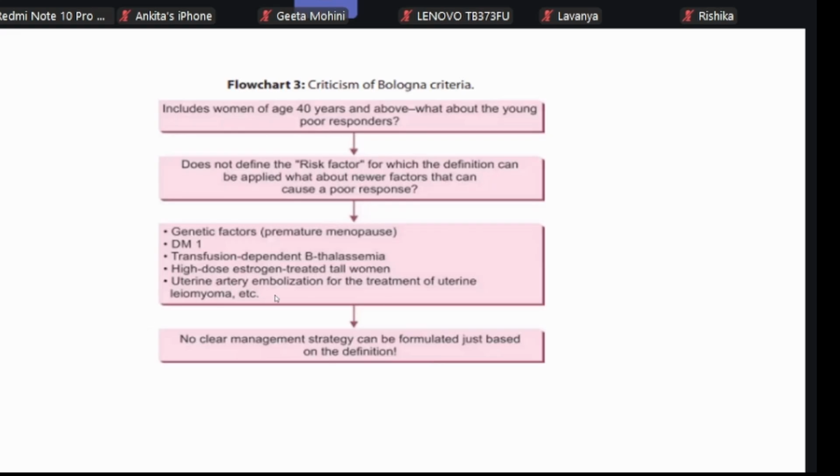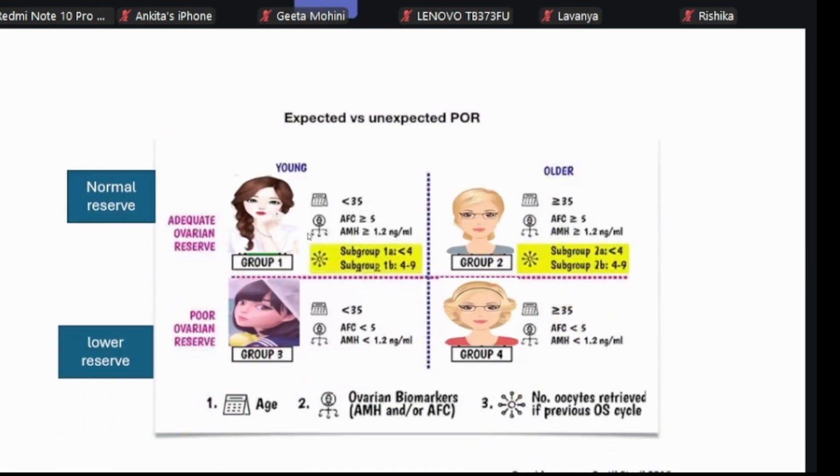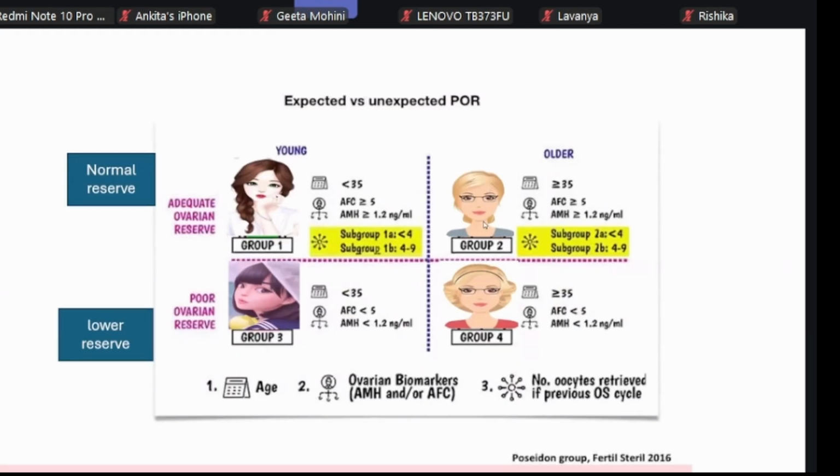This criteria was previously used, but nowadays we are following Poseidon criteria for poor responders, because the Bologna criteria did not include a few genetic factors, and we cannot categorize all poor responder cases. So this particular Bologna criteria is not being used now. What we are using now is this Poseidon criteria. In Poseidon criteria, poor responders are divided into 4 groups.